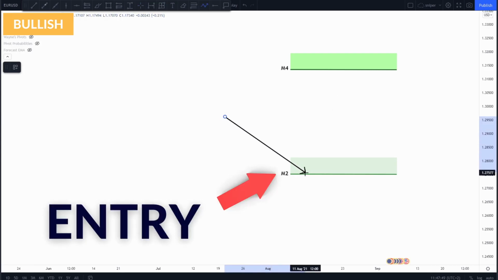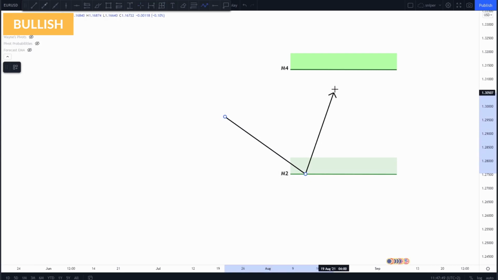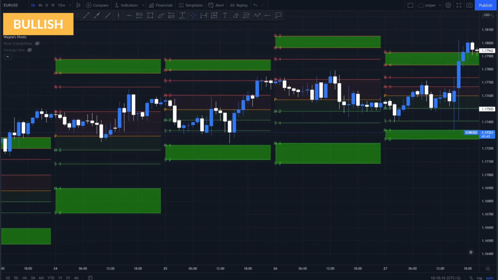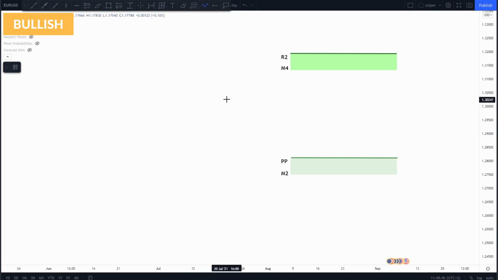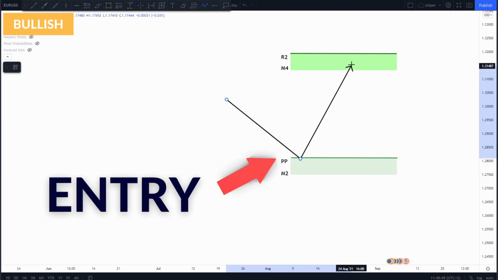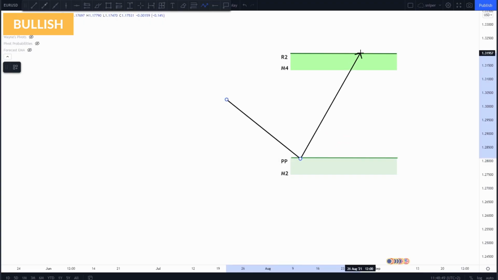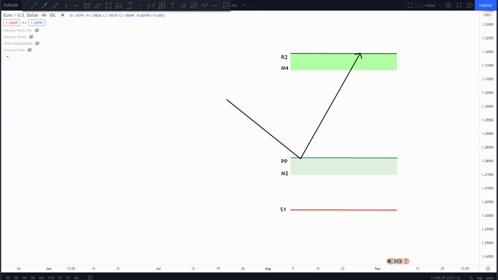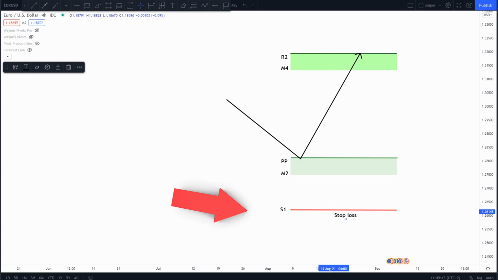Now, when you buy at M2, you need to look for target M4. In some cases, the market will be even more aggressive and never come to M2. It will come down to the central pivot. If price comes from above and reacts to the central pivot, you should target R2. In most of these cases, you should have your stop loss below S1.